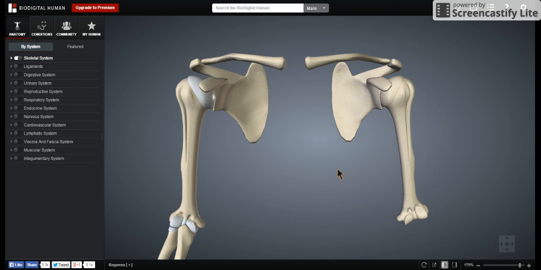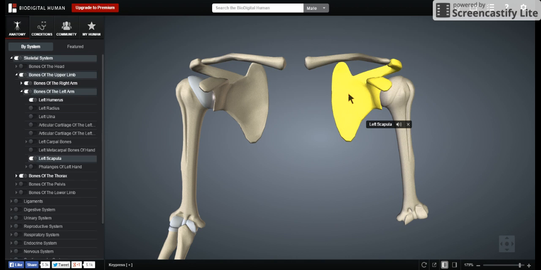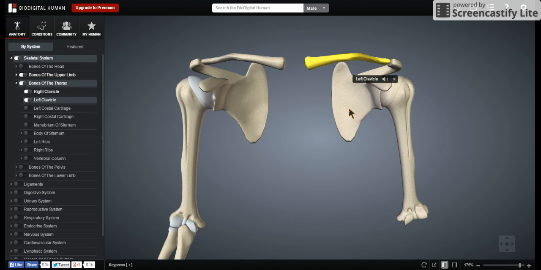Okay, for this video we're going to look at the bones of the shoulder joint, and in particular we're going to focus on two bones, the relatively complicated scapula and the far less complicated clavicle. The clavicle has two points of articulation.